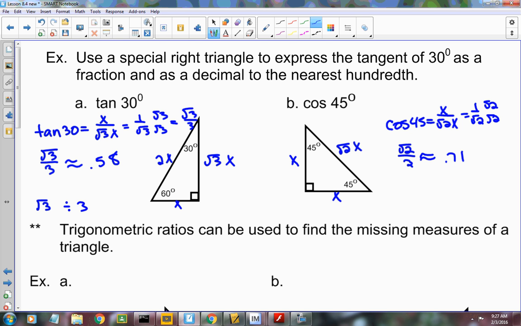Okay, so what we've done so far is we have just set up the ratio, okay? We have found the decimal equivalent. We have not really messed with sine, cosine, or tangent other than to use it to tell us how to set the ratio up. Now we're going to use it in our calculator to figure out the missing sides and the missing angles, okay? All right.